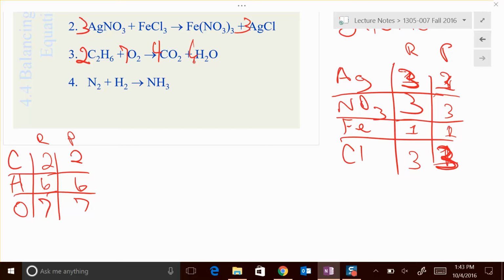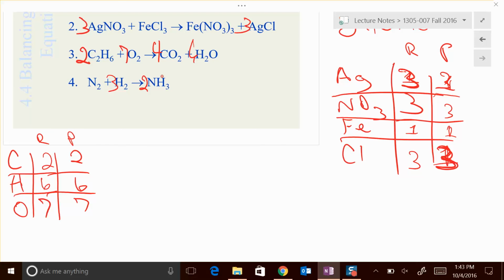So this one I'm not going to make a table for. It's pretty straightforward. Okay? So I'm going to put a 2 here, right? And how many hydrogens do I have now on the product side? 6. So I want to get 6 on the other side. Put a 3 there. And now I have a balanced chemical equation. N2 plus 3H2 produces 2NH3. And I have the same number of everything on each side of the reaction.